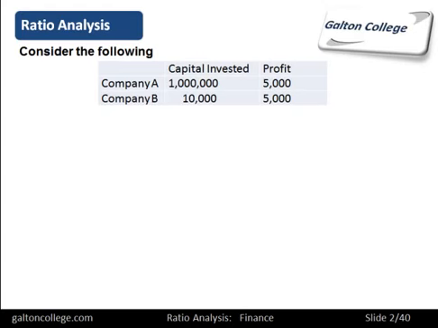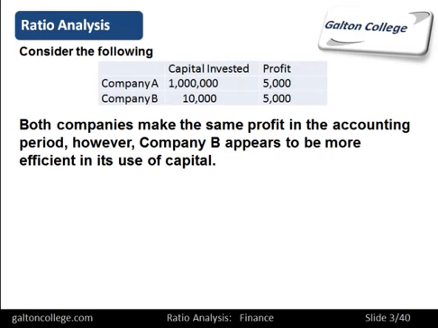And we're given two pieces of information about each, the capital invested and the profit. And we'll see that the profit is the same for both. Now, for some, that may suggest that both are equally efficient. But clearly, it's not the case when you consider the capital invested. Both companies make the same profit in the accounting period. However, Company B appears to be more efficient in its use of capital.